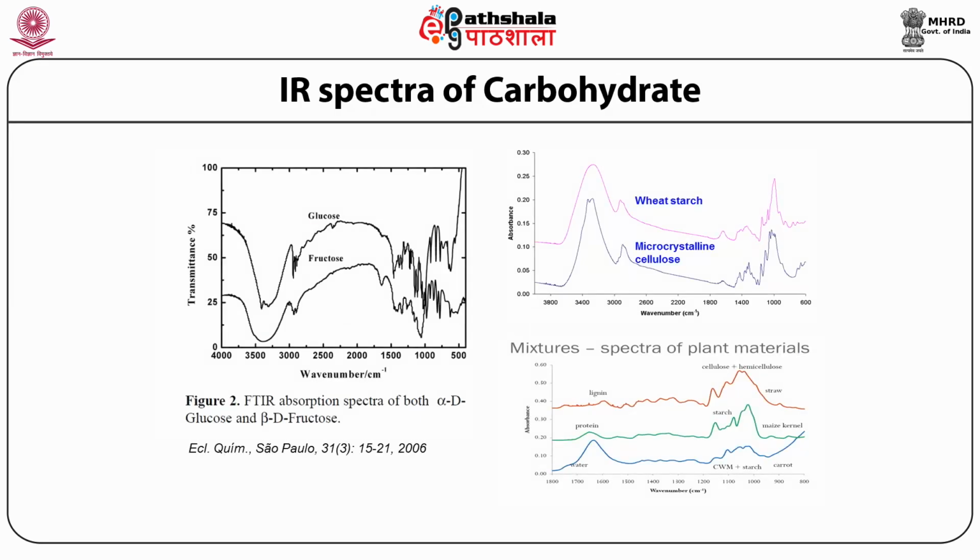Here we discuss the IR spectra of carbohydrates. You can see the FTIR spectra of alpha D-glucose and beta D-glucose. Both look similar but have different peak intensities. Similarly, wheat starch and microcrystalline cellulose. And this is the IR spectra of a mixture of plant materials like lignin, protein, and all these things. You can see they have different characteristic IR spectra.